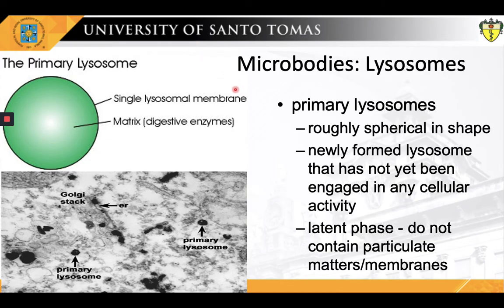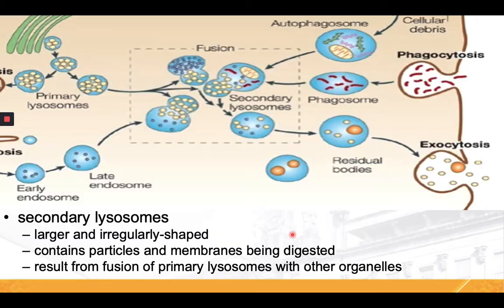To continue, two types of lysosomes are identified. The first is the primary lysosome. This type of lysosome is roughly spherical in shape and is considered newly formed, and has not yet engaged in any cellular activity. These lysosomes are known to be in the latent phase, and do not contain obvious particulate or membrane debris.